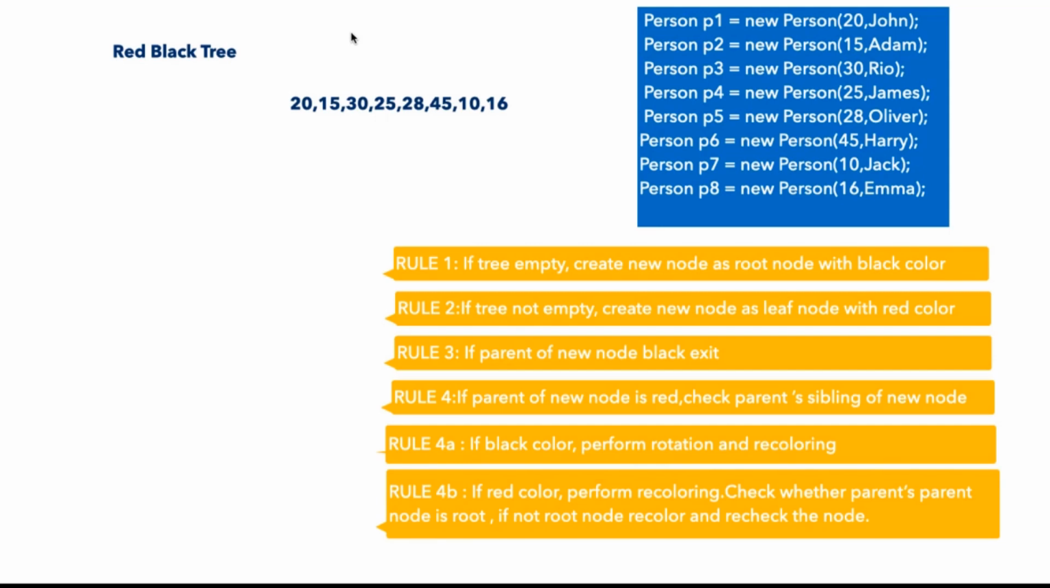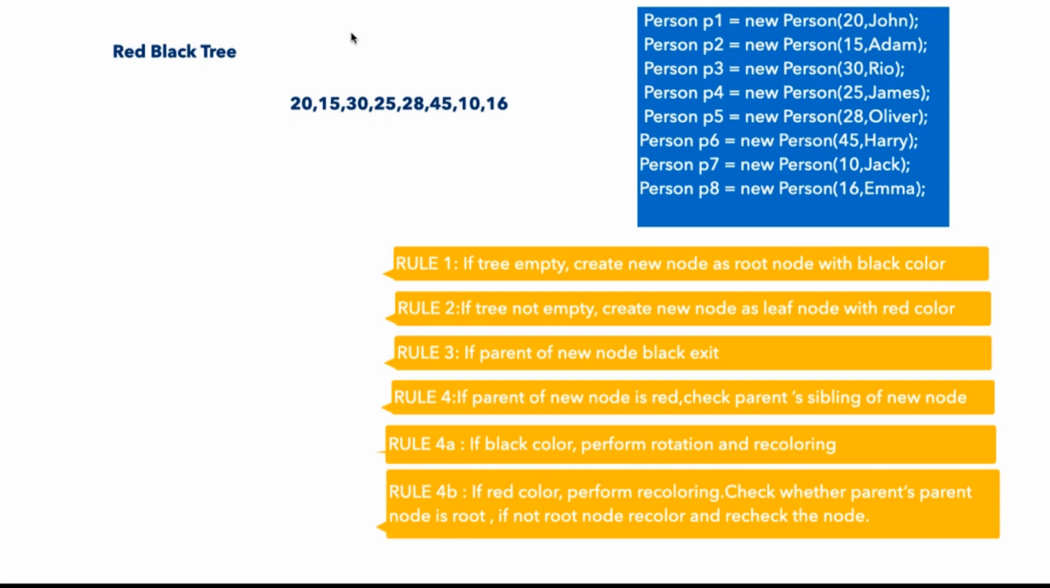If tree not empty, create new node as leaf node with red color. Rule 3. If parent of new node is black, exit. Rule 4. If parent of new node is red, check the parent's sibling of the new node. And here we have two options.